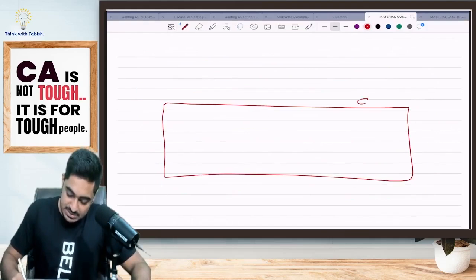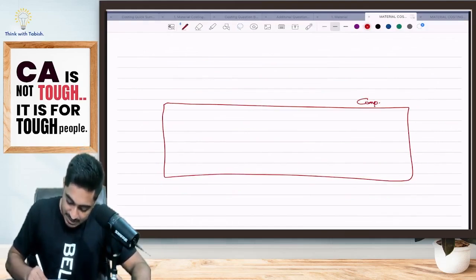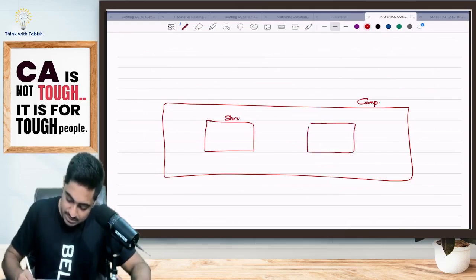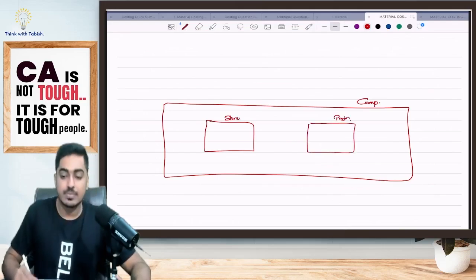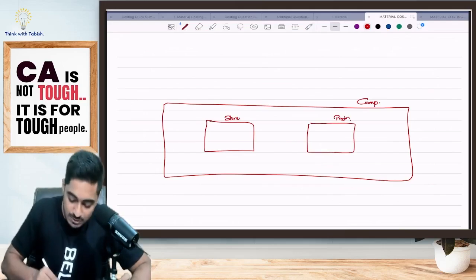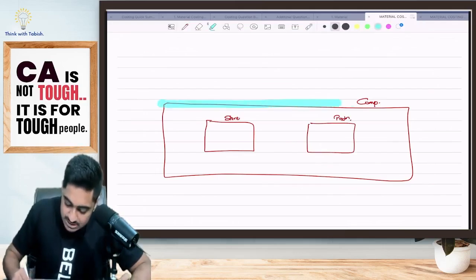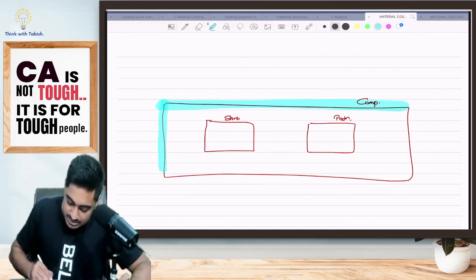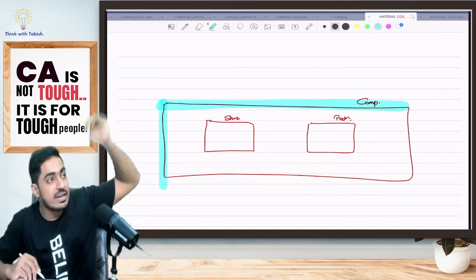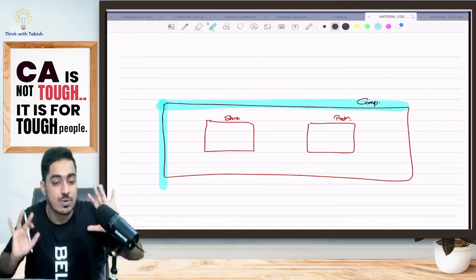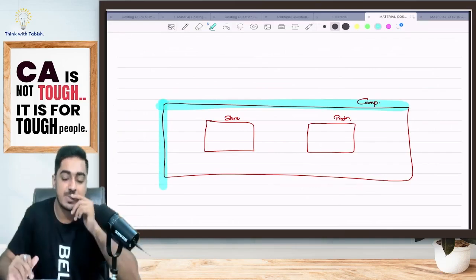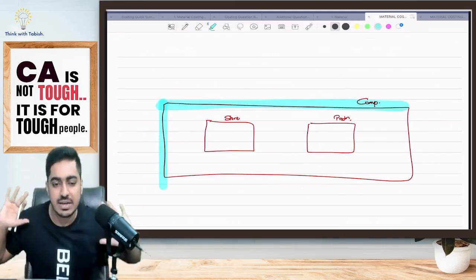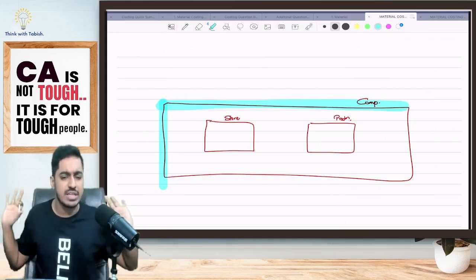Imagine this is the company premises. Within the company, I am having stores. I am having production. Now, while I am following FIFO, first in, first out, I will see the first goods which are entering from the company's perspective, not from the store's perspective. Give me 5 minutes. I will make it clear. Don't worry. I will give you a shortcut also at the end.